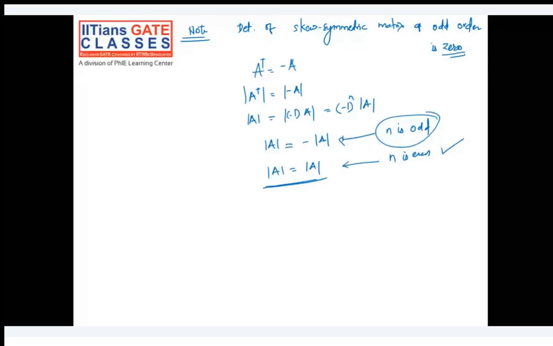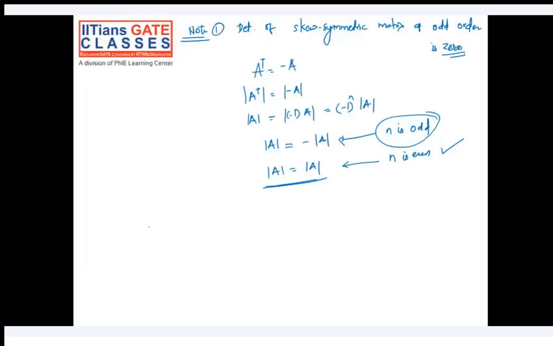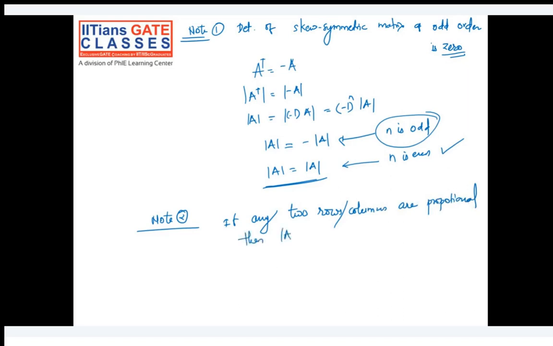Another note: if any two rows or columns are proportional, then determinant of that matrix will be what? 0. Yeah, correct. Again 0, because if they are proportional, then we can make them 0 by performing row or column operation.